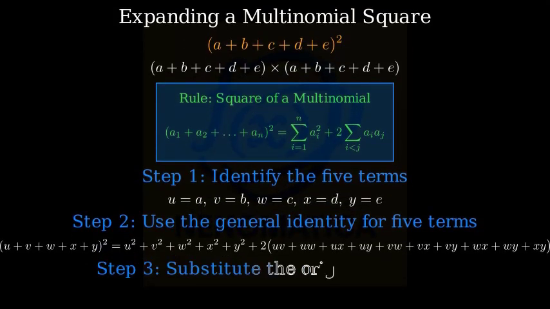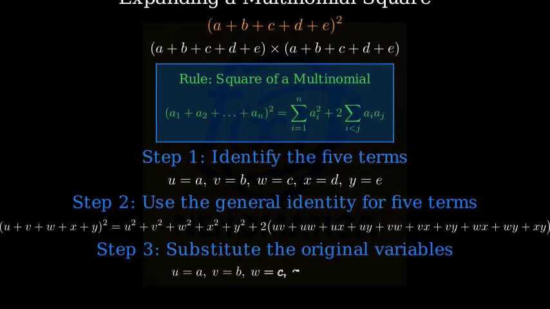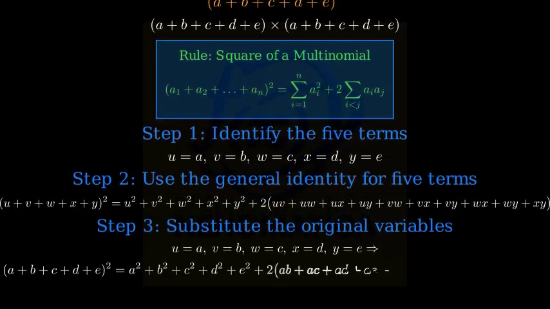The third step is to substitute our original variables back into the formula. So, replacing u with a, v with b, w with c, x with d, and y with e, we get (a plus b plus c plus d plus e) squared equals a squared plus b squared plus c squared plus d squared plus e squared, plus 2 times (a times b plus a times c plus a times d plus a times e plus b times c plus b times d plus b times e plus c times d plus c times e plus d times e).